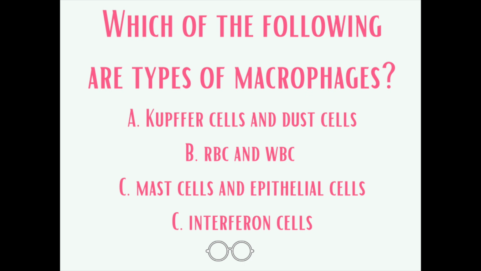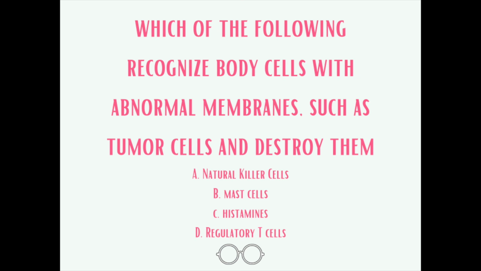of the lungs. Which of the following recognize body cells with abnormal membranes, such as tumors, and destroy them? A. Natural killer cells. B. Mast cells. C. Histamines. Or D. Regulatory T cells. The answer here is A.